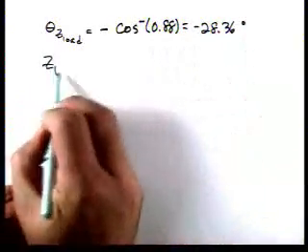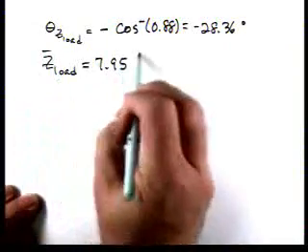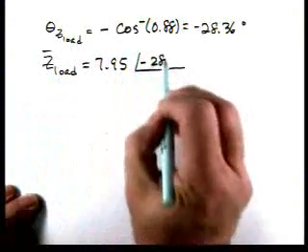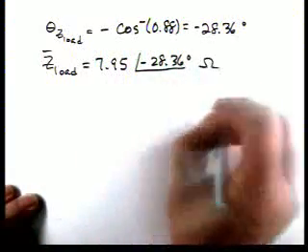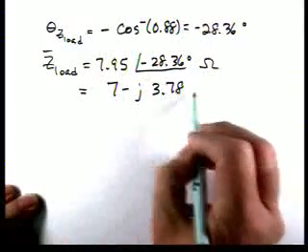So then Z load is the magnitude of 7.95, at an angle of minus 28.36. And in rectangular form, that's 7 minus j3.78 ohms.